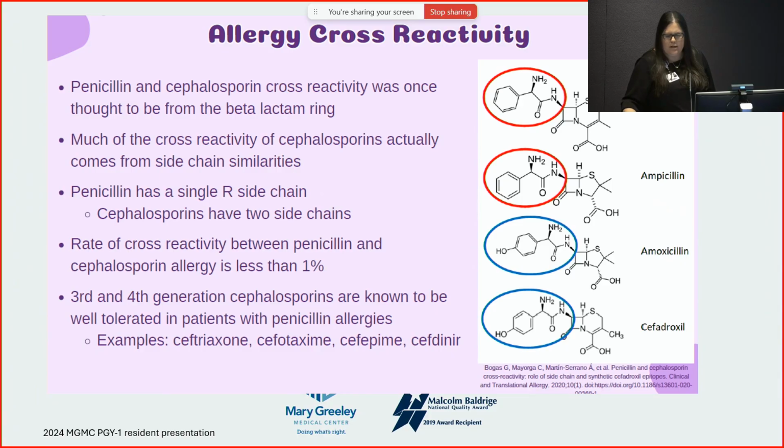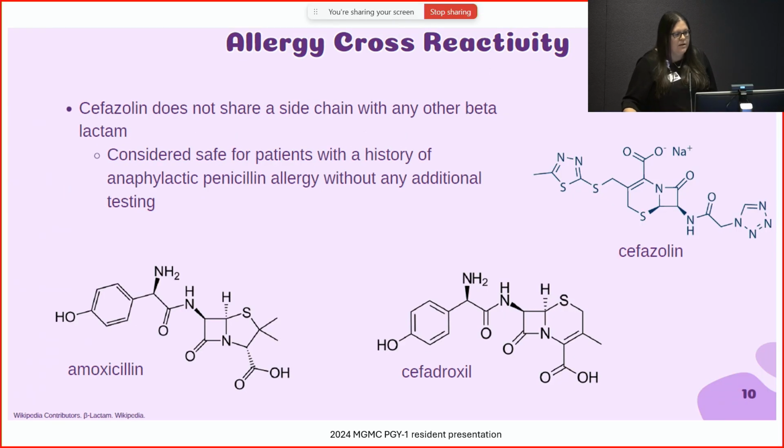I think I'm kind of running out of time. In general, cefazolin, our workhorse for surgical perioperative prophylaxis, doesn't share a side chain with any beta-lactams. So if a patient reported penicillin allergy anaphylaxis, cefazolin is safe to use.